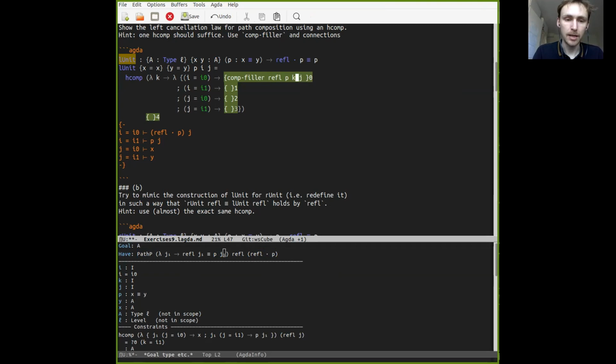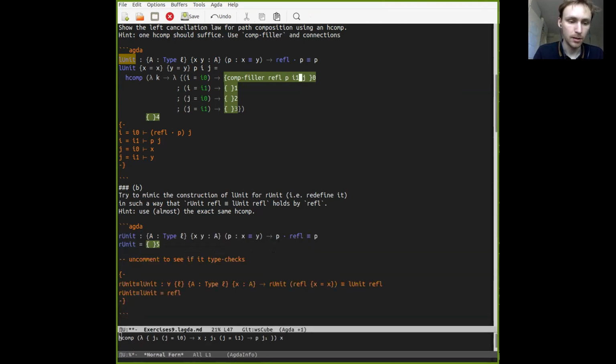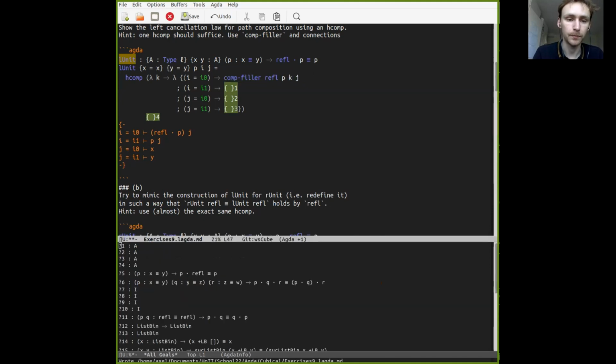Let's see what happens when K is equal to I1. So I write in I1 here and I normalize, Control C, Control N. We get an annoying HComp, but this is actually the HComp defining refl composed with P. So this term is okay. It's going to reduce to the right thing when K is equal to I1. So let's plug it in.